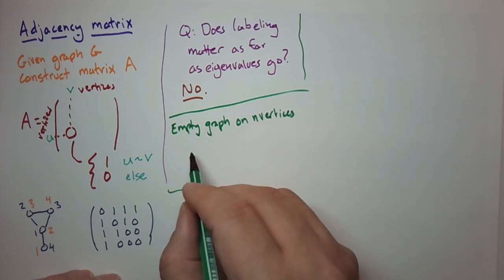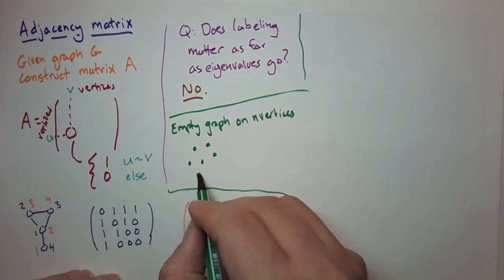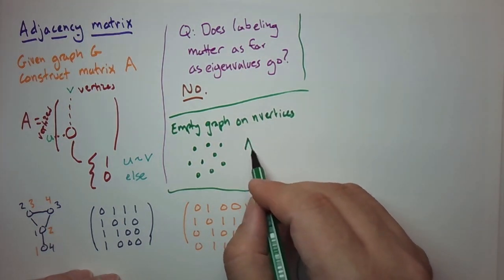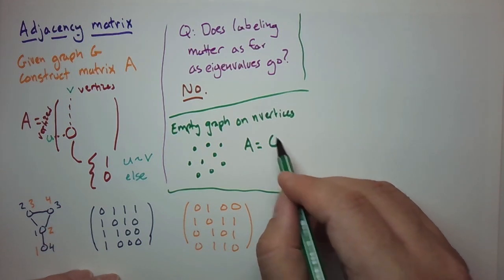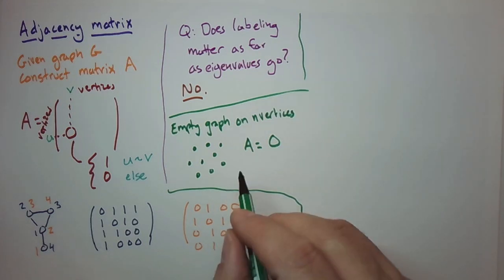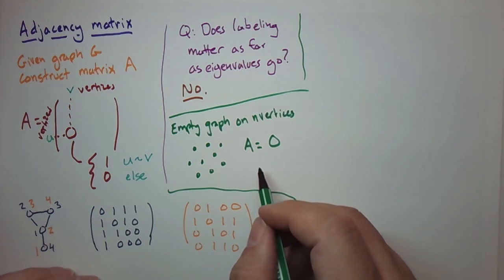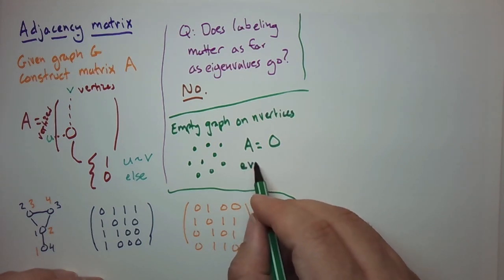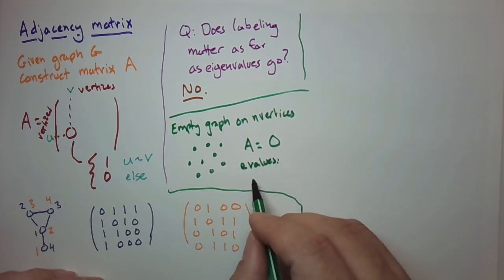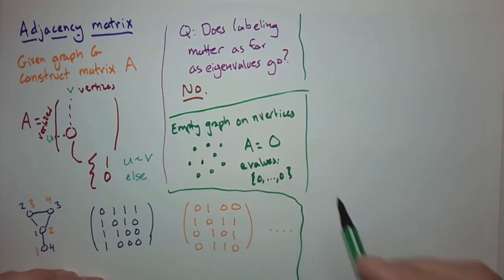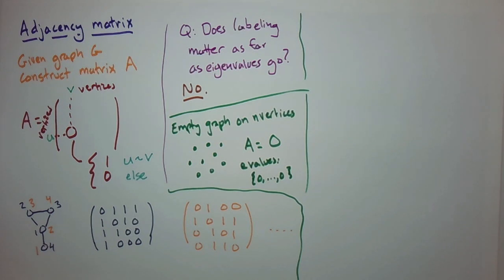Now what is that? Well, you just have n dots. That's the empty graph. So what's the adjacency matrix look like? Yeah, it's the zero matrix, represented by a capital letter O oftentimes. All right, the zero matrix, so good. And in this case, no matter how you permute, it's still the zero matrix. So what are the eigenvalues? Yeah, good.